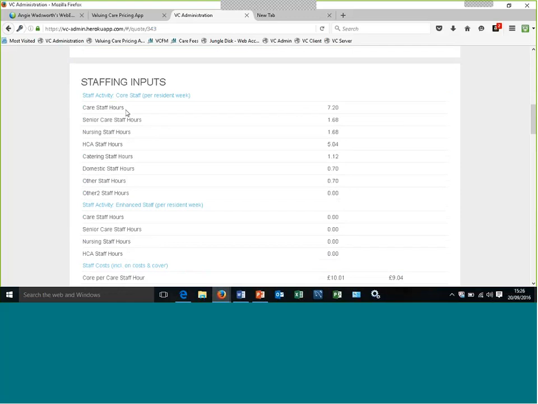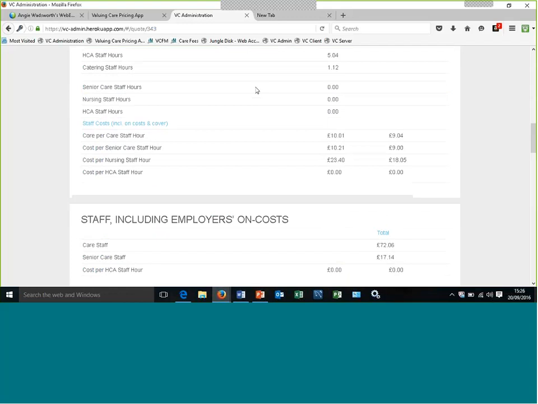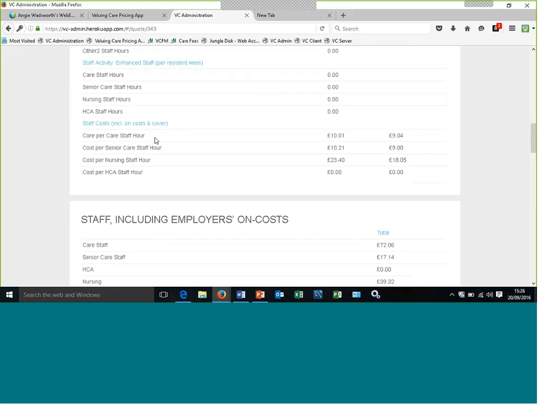So we've got staffing inputs, the level of staff hours. We've got 7 actual direct care hours from care staff, and we've got our senior care staff breakdowns, and it takes it down to what the ancillary staffing is as well. And then we've got enhanced, and I didn't add any additional one-to-one for this person, so that's all still at nil value. In the background, we know what the model says should be the rate of pay for care staff, senior care staff, nursing staff and HCA staff.